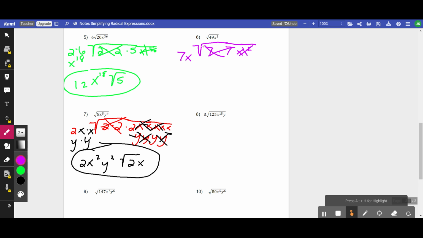And you don't have anything left inside your square root symbol, your radical, so your answer is just 7x, just because it's a perfect square there. Because the square root of 49 is 7, and the square root of x squared is just x. This will just be 7x there. And you won't write anything under the radical since you didn't have anything left there.